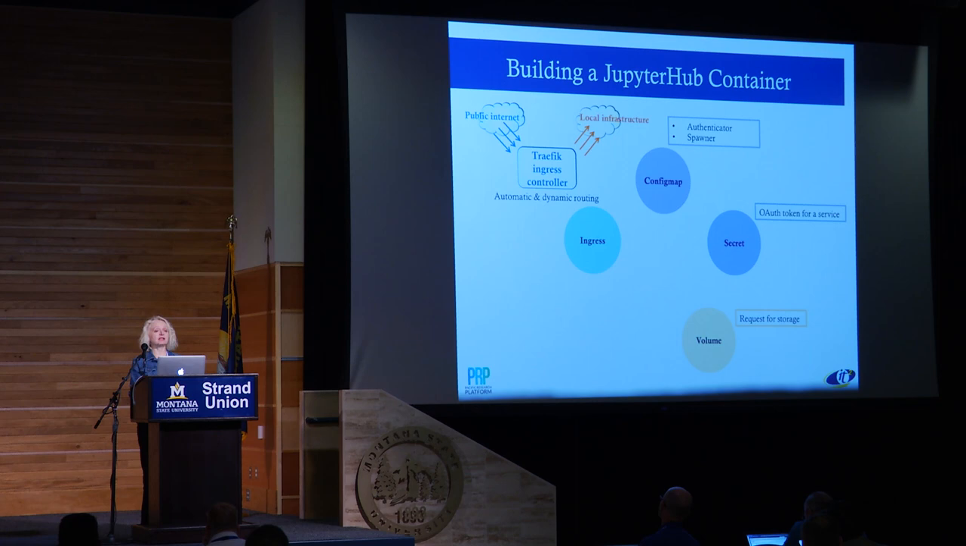If we want to provide web-based access, we need to enable ingress, which will allow public internet requests flowing inside through the ingress controller and connecting to our local infrastructure. It's not like people can get in, but the requests can be forwarded to a specific port or specific service. So the ingress controller will provide automatic and dynamic routing to enable HTTP requests from the outside to go to a specific container on a specific port inside the infrastructure.